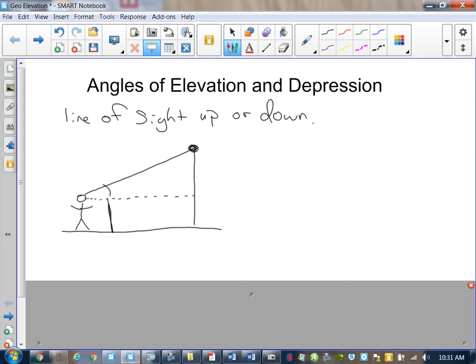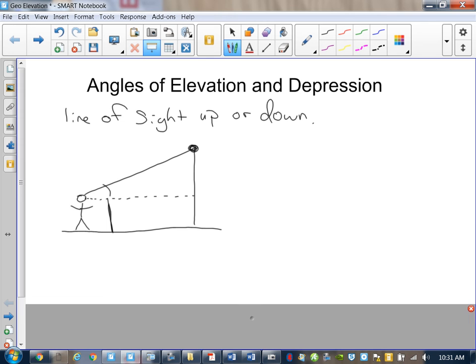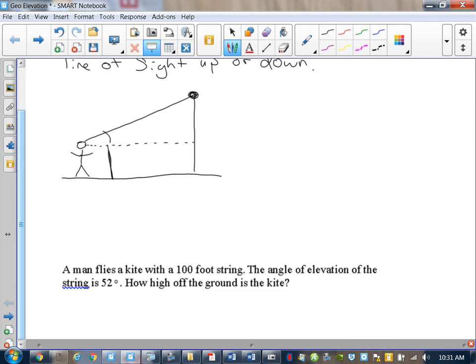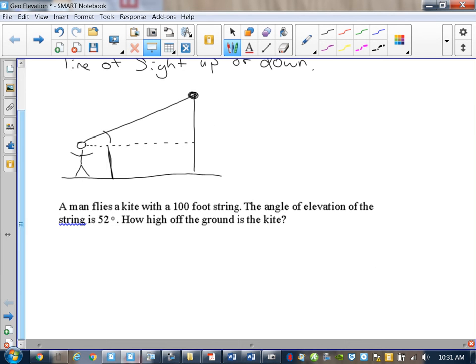Yeah. It's going to basically, again, it's just drawing diagrams and labeling triangles. Okay? It is very, very, very straightforward. For example, a man is flying a kite with a 100-foot string. The angle of elevation of the string is 52 degrees. How high off the ground is the kite? So there's a couple of things you can take into account for something like this.